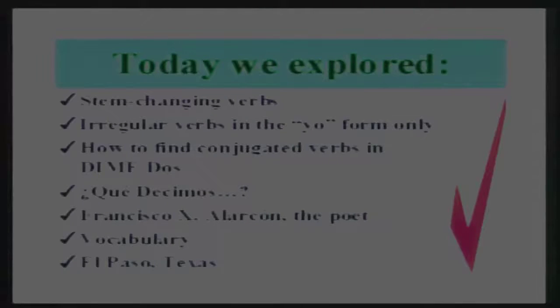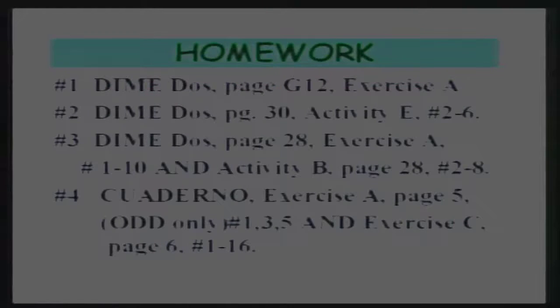We told you something about Francisco X. Alarcón, the Mexican poet. We practiced some of the vocabulary, and we hope that you'll add these to flashcards. We talked about El Paso, the region of El Paso, as well as the city in Texas and in Mexico. Now we want you to do your homework. So remember to do homework number 1, number 2, number 3, and number 4.